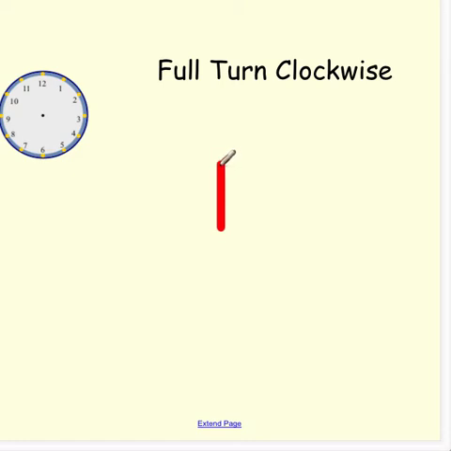I'm going to draw an arrow to show how that second arm would turn. It would go all the way around and end up back to where it started from. This would show a full turn clockwise.